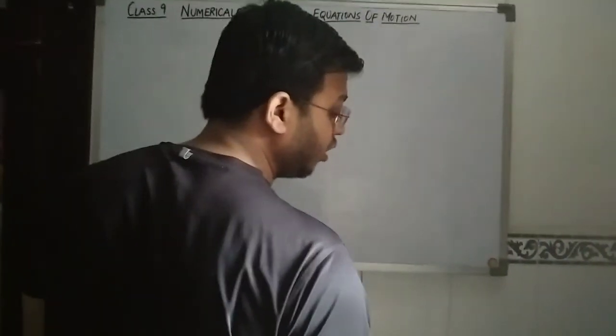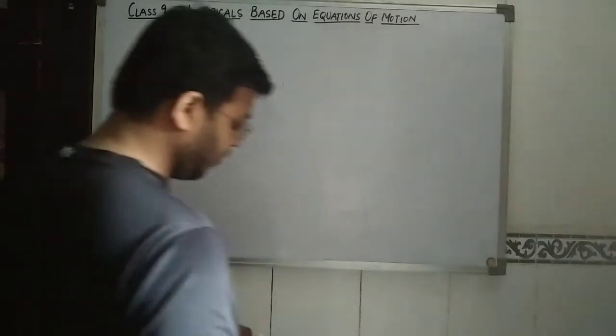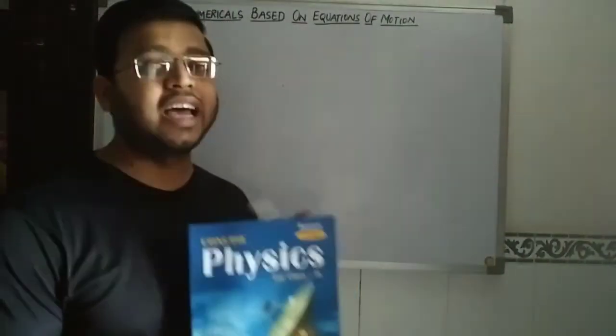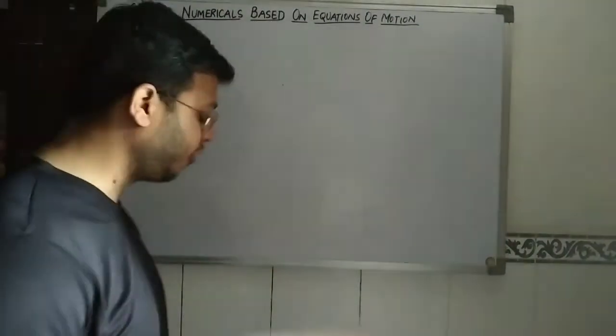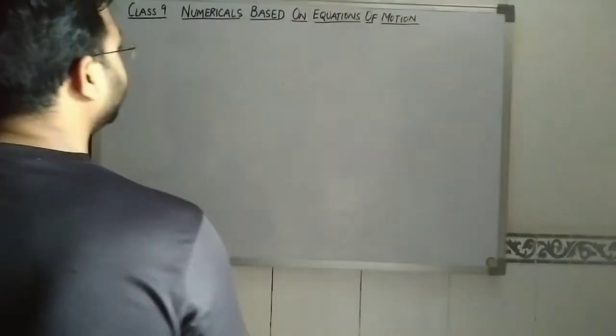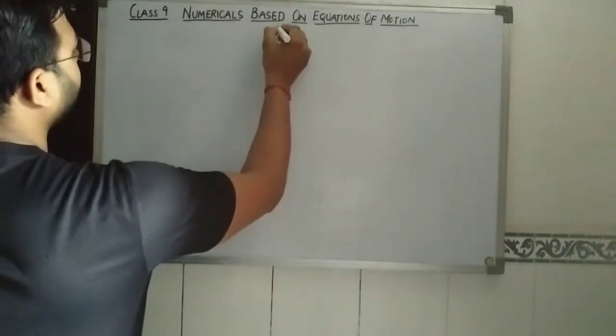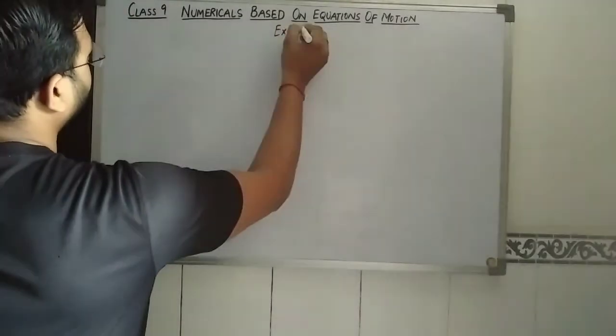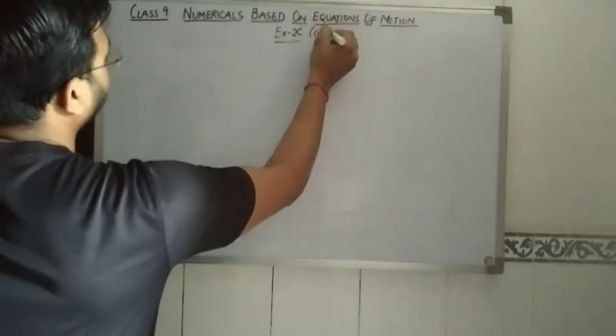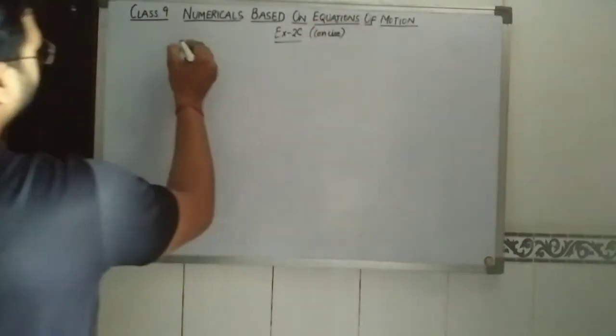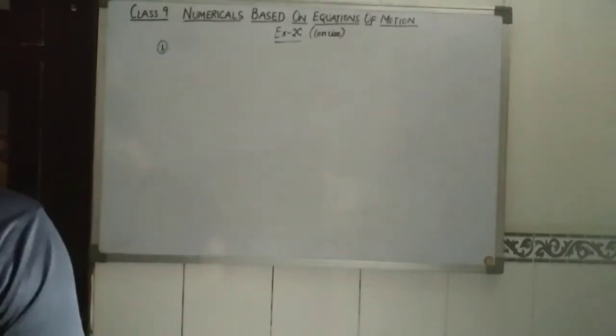So with the help of these rules, we are just going to start the numerical problems, and I am going to solve the numericals related to the Concise book. These Concise book numericals I am going to explain are of exercise 2C. So the exercise which we are going to do is exercise 2C, and the book name is Concise. So the first numerical I am going to read out.